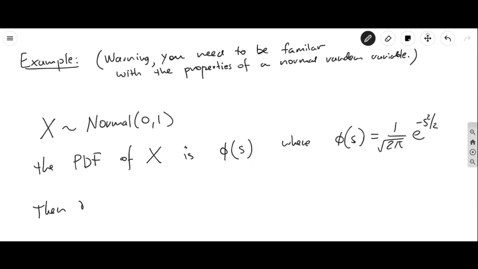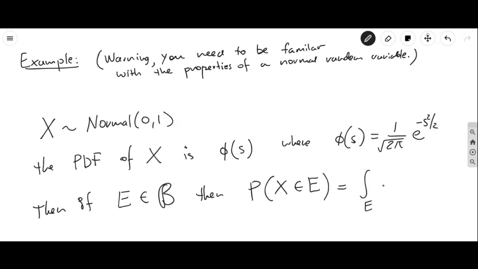And then if E is a Borel set on the real line, then the probability that the random variable falls into that event, just say an interval for simplicity, is given by integrating over that interval, or more generally over that Borel set, phi of s ds. So it's a random variable whose probability density function is given by this very special function.